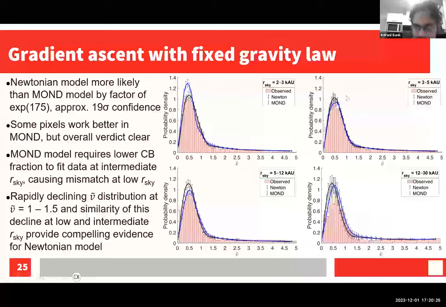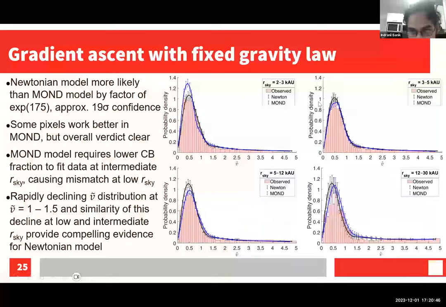I think that's one thing. The other thing is that there is, of course, a very significant difference in the model likelihoods from here, and it's essentially not possible to compensate for that just because there's a handful of pixels here where the Newtonian model fit better.